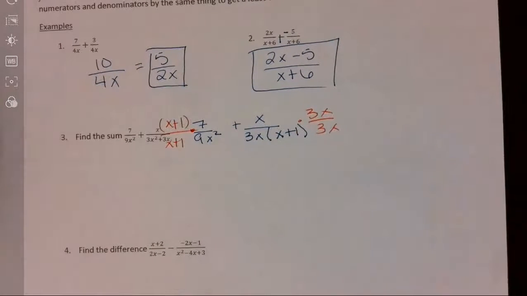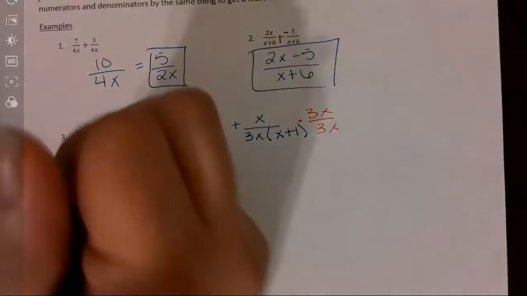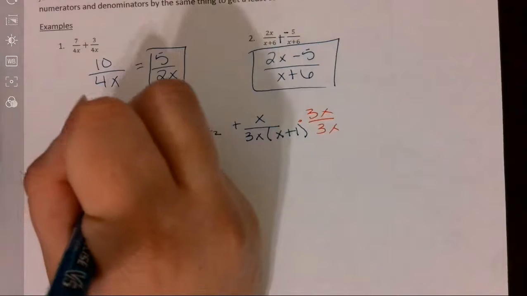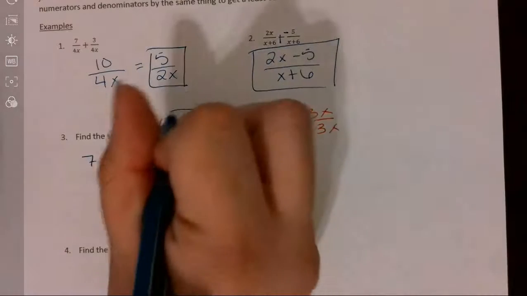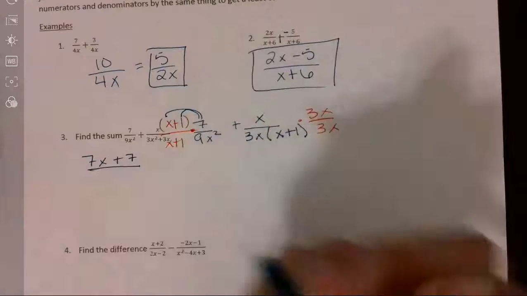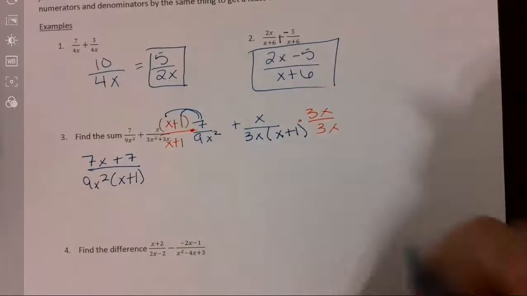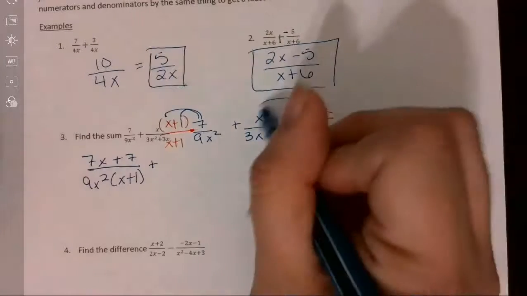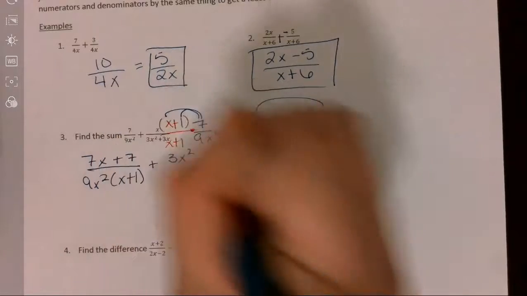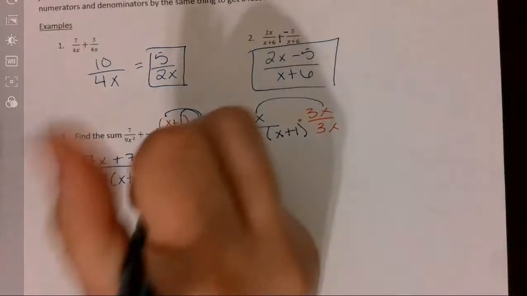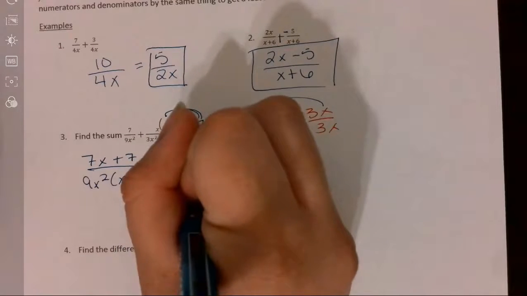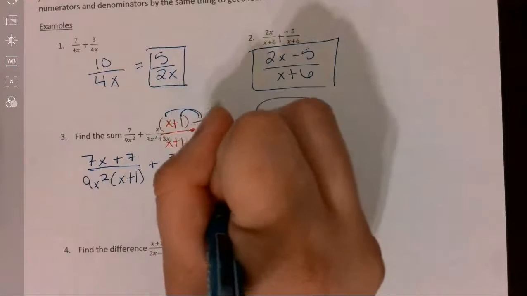Okay. So what I'm going to do here is leave my denominator simplified. I'm going to leave it as 9x squared times x plus 1. But on my numerators, I'm going to actually distribute. So I have 7x plus 7 on the top, because I did 7 times the x, 7 times the 1. On the bottom, I said I'm going to have 9x squared times x plus 1. On the second one, I just have to multiply 3x times x, and I get 3x squared. On the bottom, I have 9x squared, parentheses x plus 1.